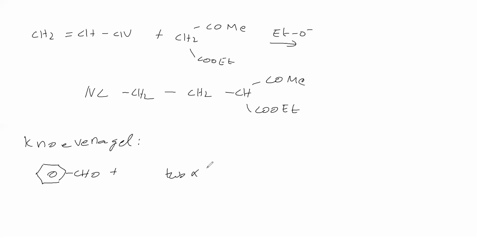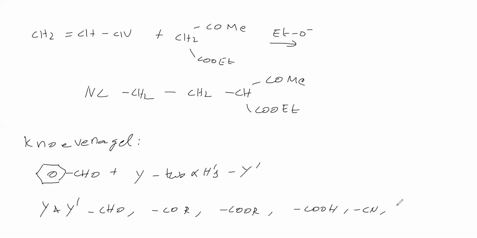So the 2 alpha hydrogens should be flanked by 2 electron withdrawing groups. This Y and Y dash are electron withdrawing groups. For Y and Y dash, aldehyde is possible, ketone possible, ester possible, then carboxylic acid possible, then cyanide, then nitro, like this. Okay, an electron withdrawing group should be there. Then it has to be treated with a weak base. The resultant loses water.